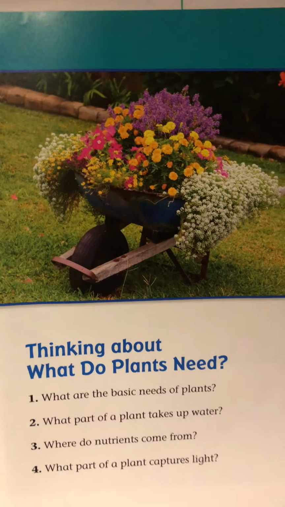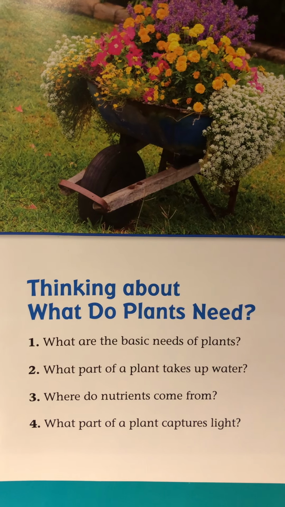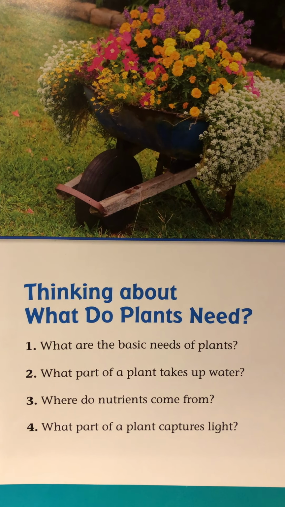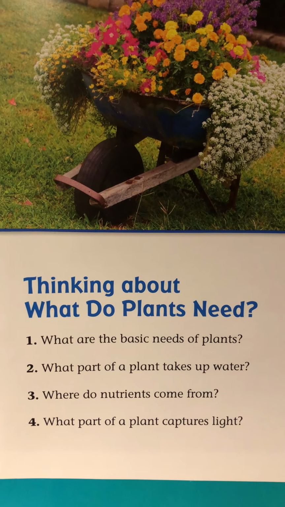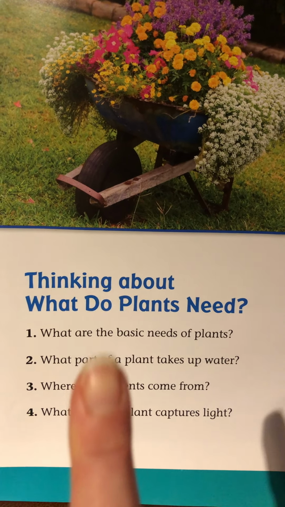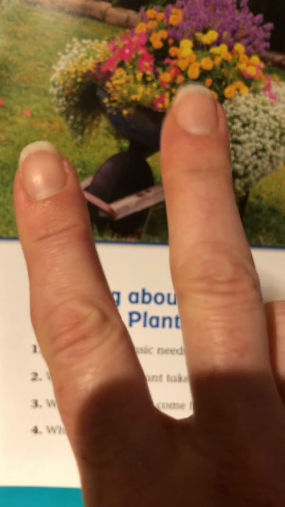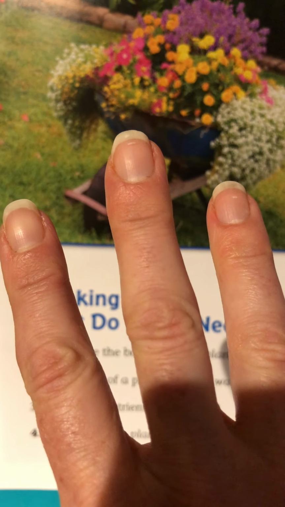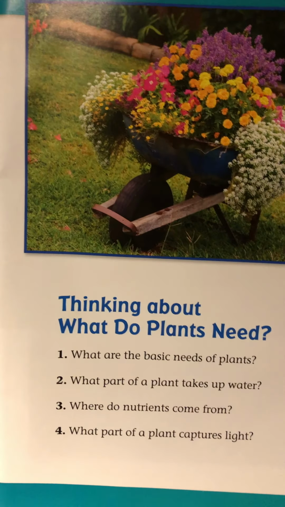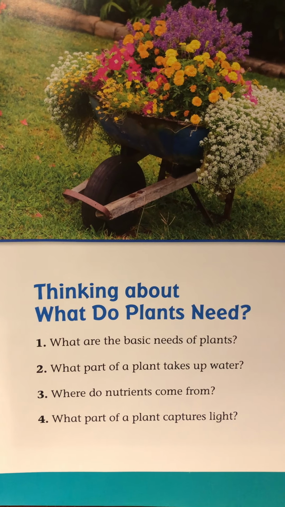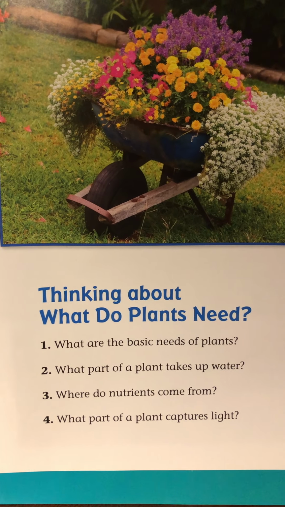And now we're back to that page that I showed you at the beginning, but here are the questions. Thinking about what do plants need? What are the basic needs of plants? Now we talked about the 4 things before. Do you remember the 4? Let's do 1, water. 2, food, which comes from their soil. 3, air. 4, space. They need the space to grow. They can't be crowded.